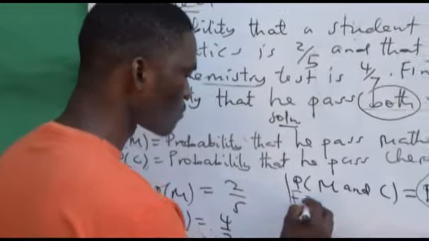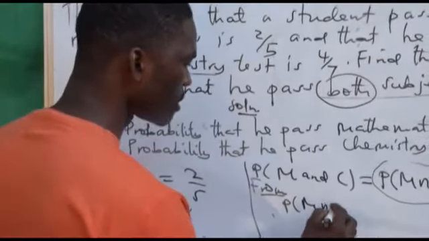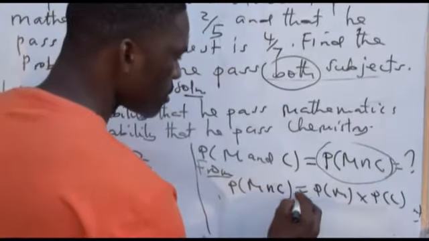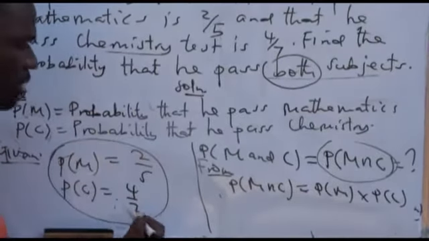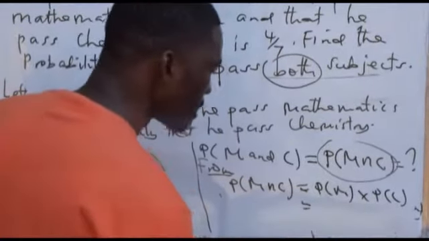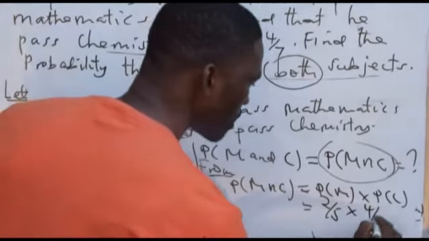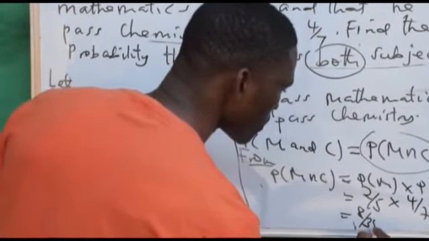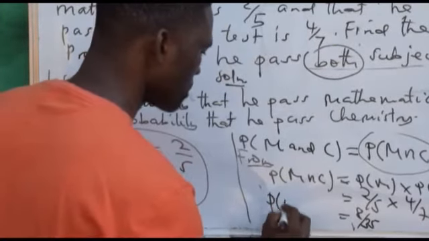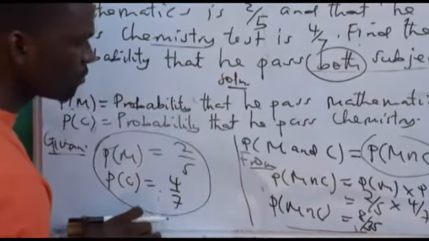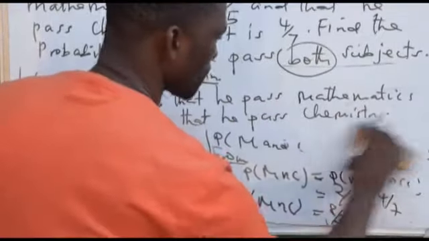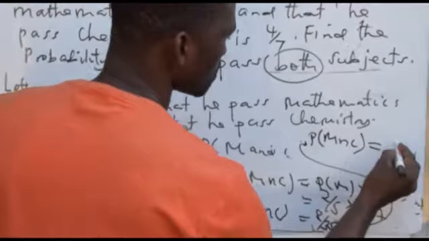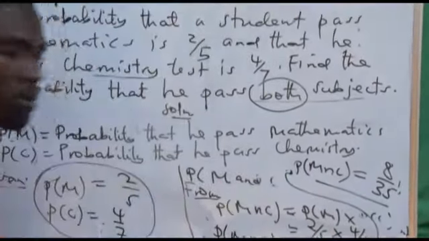Now the formula: probability of M and C becomes probability of M times probability of C. So what you do next is plug in the values given, and that's it. This becomes 2 out of 5 times 4 out of 7, and if you multiply these fractions, you get 8 out of 35. This is now the probability of M intersection C. So the probability of M intersection C is 8 out of 35. It becomes as simple as that.